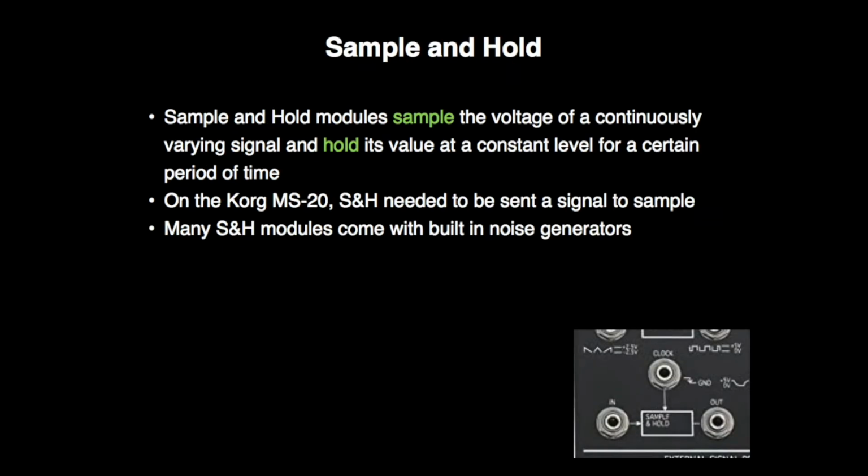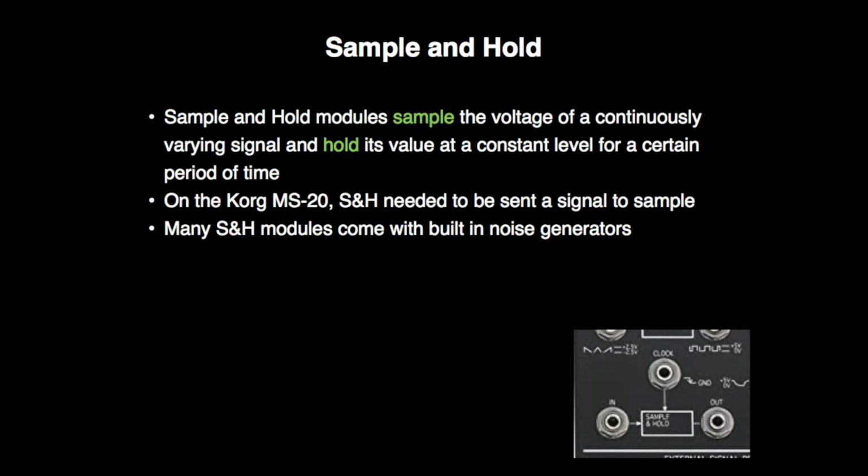So let's start by talking about sample and hold. Just as a quick review, sample and hold modules are modules or circuits that sample the voltage of a continuously varying signal and hold its value at a constant level for a certain period of time until it's told to take another sample. So we did this on the Korg MS-20 by running pink noise and white noise into the sample and hold, using the momentary switch or the LFO as a clock, as a trigger source to take these samples, and then sending that output to different parts of the synthesizer to add modulation or filter cutoff changes, things like that.